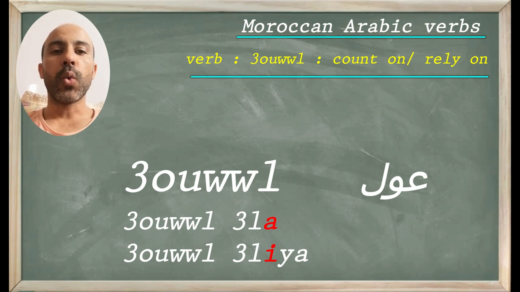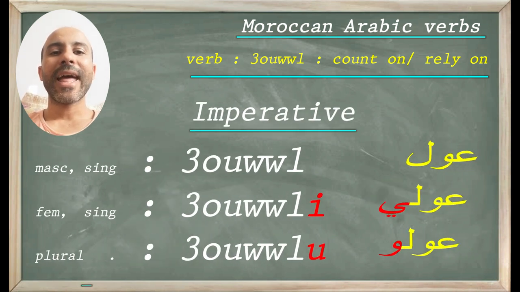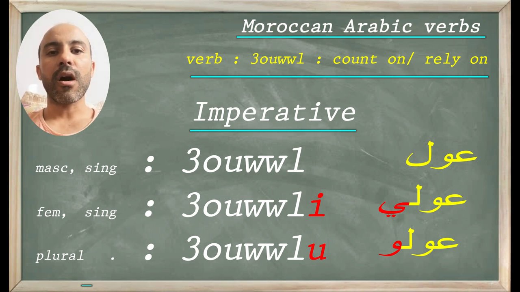عول. عليا. عول عليا. Count on me or rely on me. عول على. The preposition is على. And we usually change the A into I if we want to add the suffix. So عول عليا.